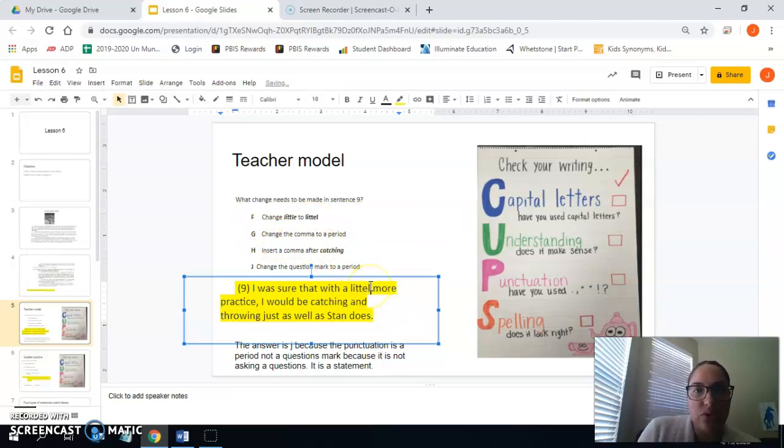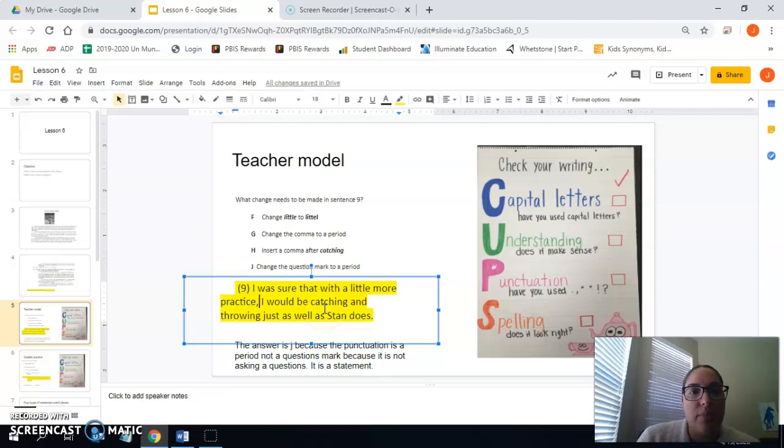Change the comma to a period. So let me find the comma. Change it to a period. I'm sure with a little more practice, period, I would be catching and throwing just as well as Stan. Well, this right here, I'm sure with a little more practice, that is a dependent clause. It's not a complete sentence because it doesn't tell me, okay, with a little more practice, what? What is going to happen? So it's not G, because if I change it, then that becomes a dependent clause, which is not correct.